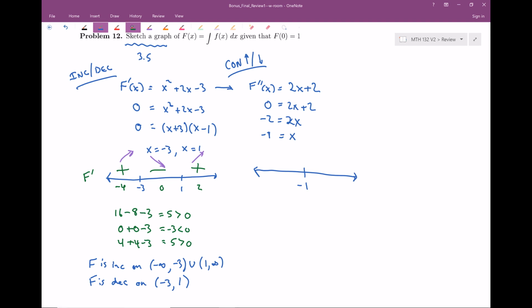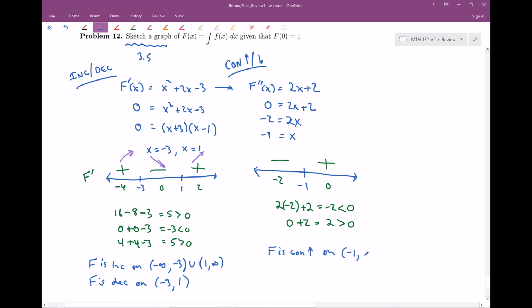Now I choose test points. Maybe something like -2 and something like 0, something in each one of these subintervals. If I plug -2 into my second derivative, I'm going to get 2 times -2 plus 2. So it's -4 plus 2, which is equal to -2. That's certainly less than 0. And if I plugged in something like 0, I would have 0 plus 2, which is 2, certainly greater than 0. So this is indicating that f is concave up on the interval from -1 to infinity, and f is concave down on the interval from -infinity to -1. Right, so that's how I read my graph here.